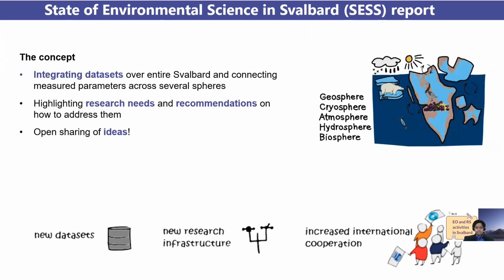Before I go to the terrestrial remote sensing training course, I would also like to focus on the State of Environmental Science in Svalbard report, which is the annual report of SIOS. And 2 reports have already been published. The third is awaited, and it would be published in January 2021. So this is one of the core outputs of SIOS, which highlights the research needs and recommendations for how to implement the research infrastructure in Svalbard.